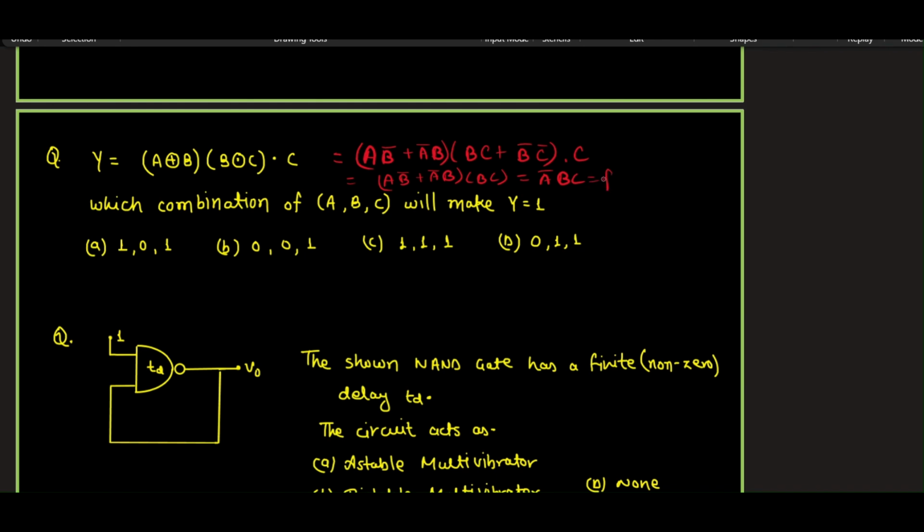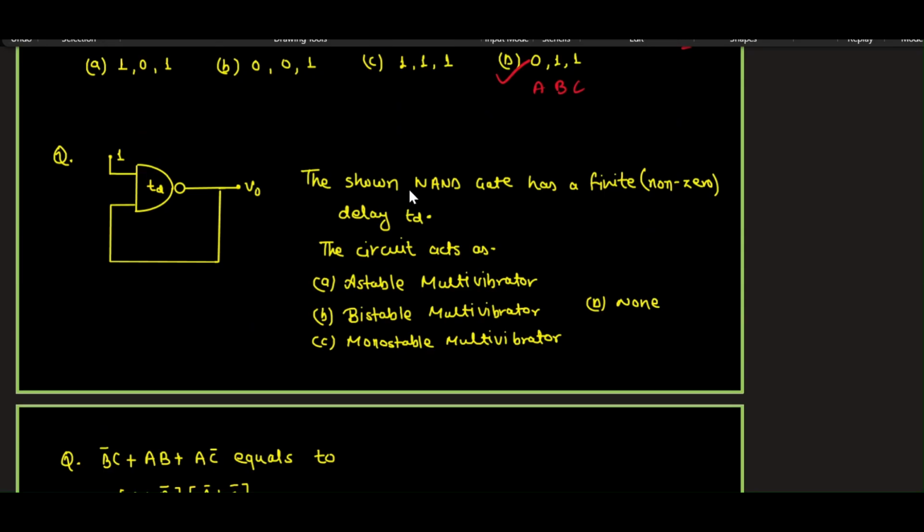Now, if you want this function to become 1, you have to make A as 0, B as 1, and C as 1. So A is 0, B 1, and C 1 is the combination of inputs that will make Y as 1. So option D will be correct.